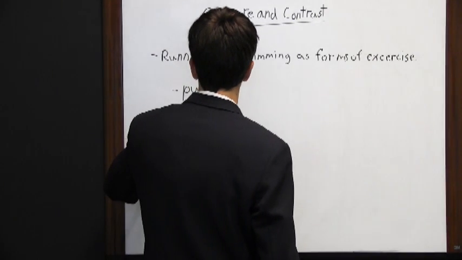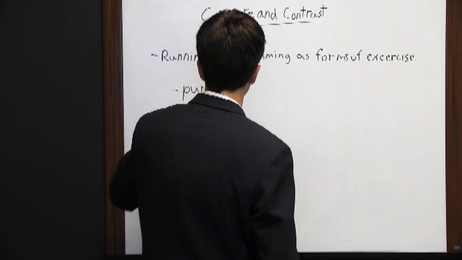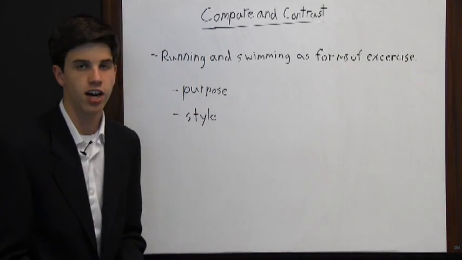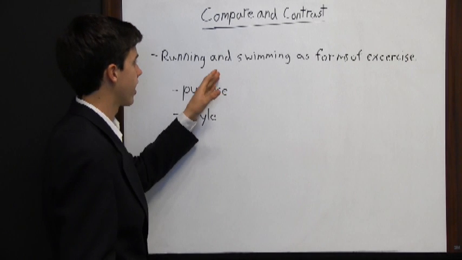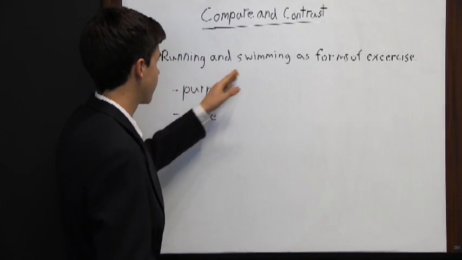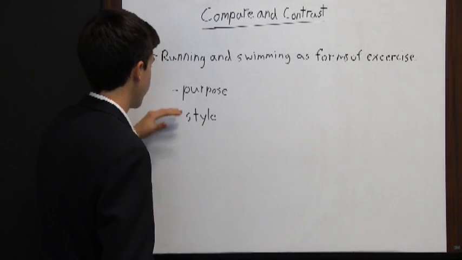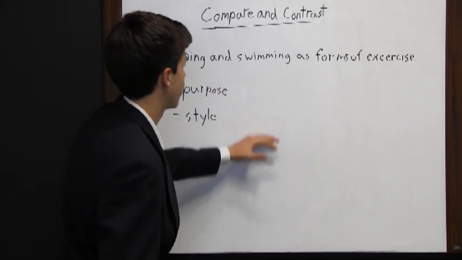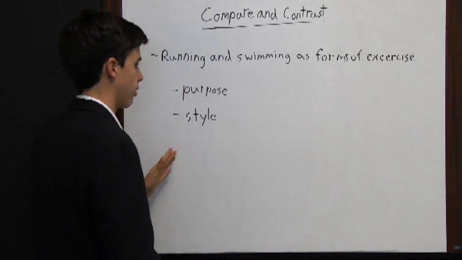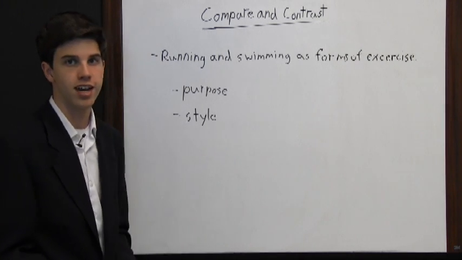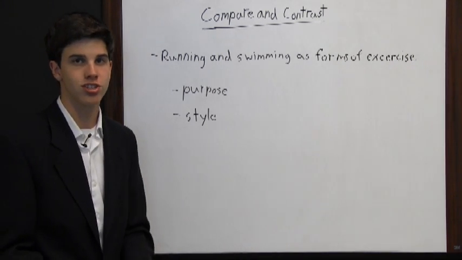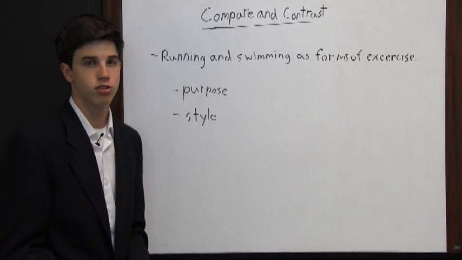Then pick your style. Sometimes you can go back and forth, like you can talk about how running and swimming are alike in this way, and then talk about how they're alike in this way. Or you can just talk about running, keep talking about running, and then talk about swimming. So the choice is talk about running and then swimming, or talk about running and swimming back and forth throughout the entire essay. The choice is yours, just decide which one is most effective.